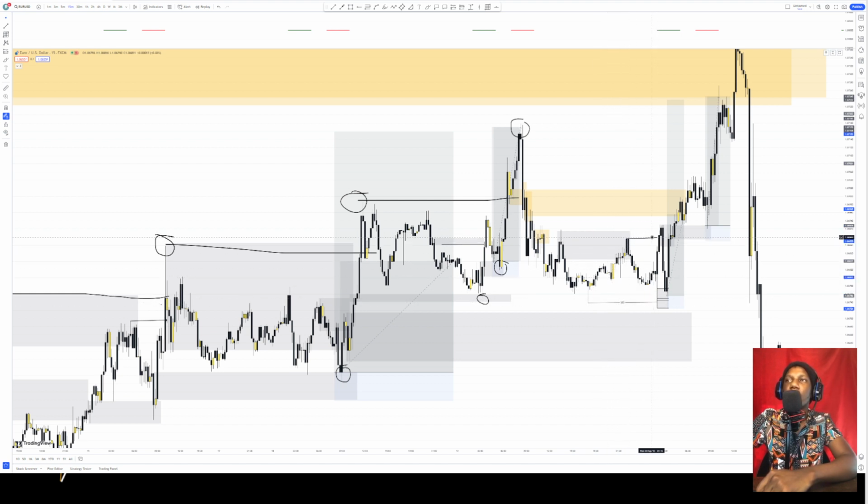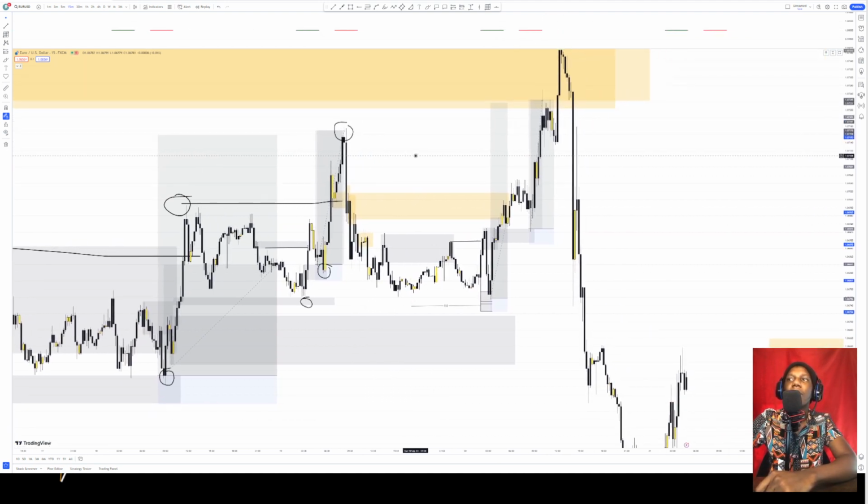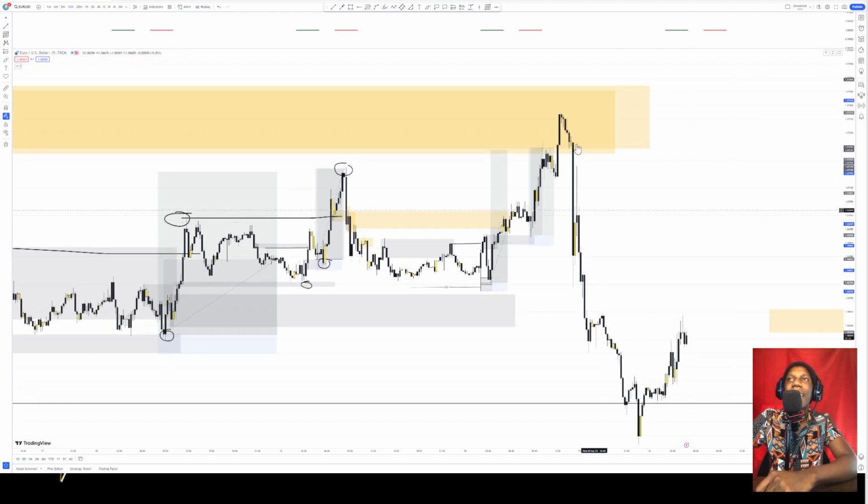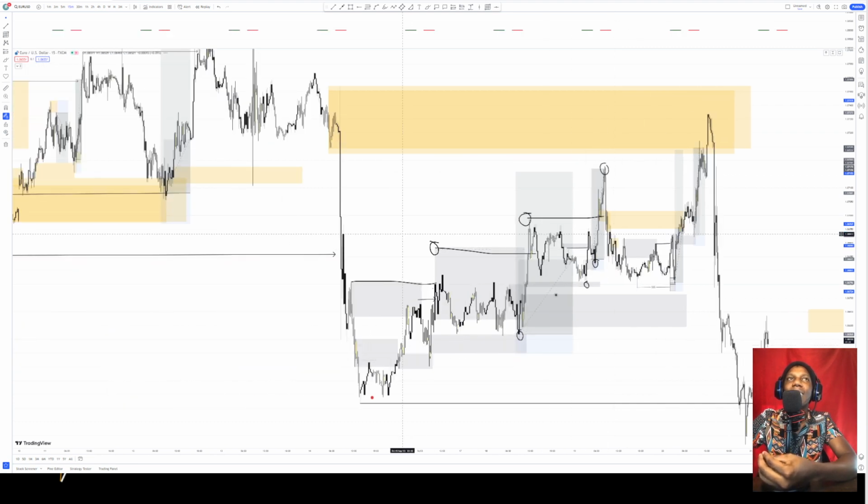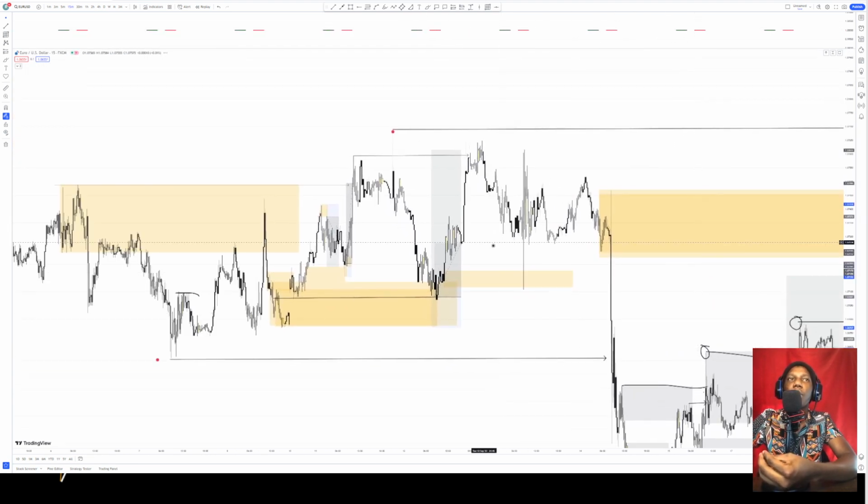You see this change of character right here, giving us entry right here in order to take it to the main target of the higher time frame. So after the higher time frame entry has been made, then we know basically where the higher time frame is going next, which is right here. Okay, so that's the basic understanding of what we are looking for in the market.